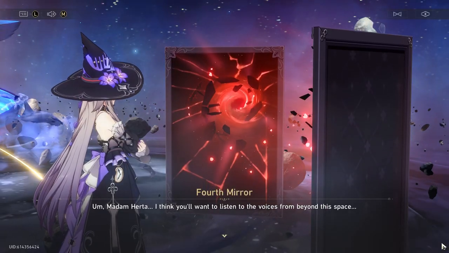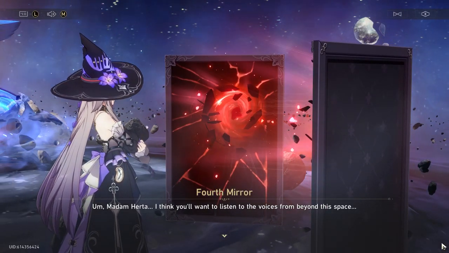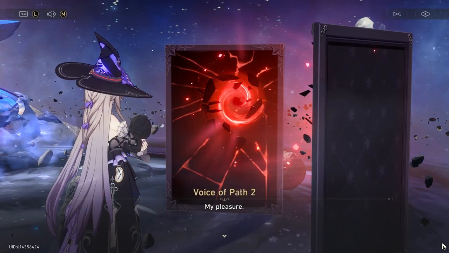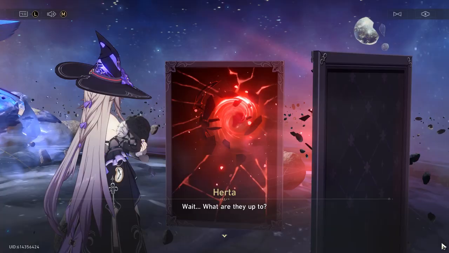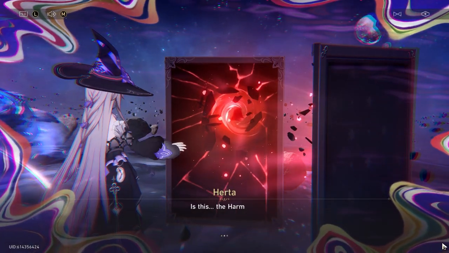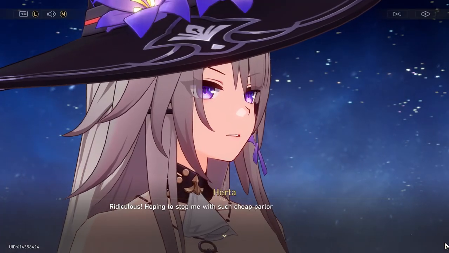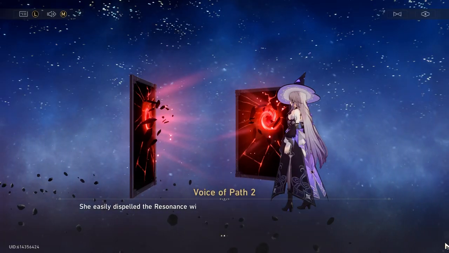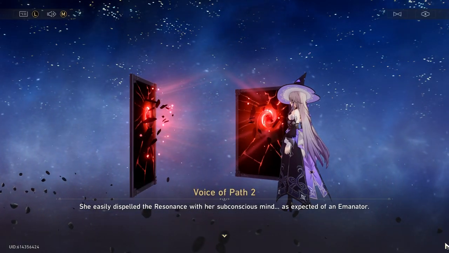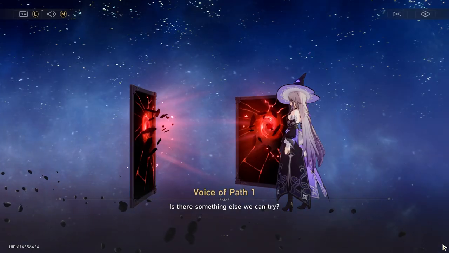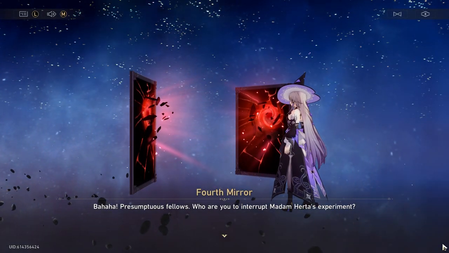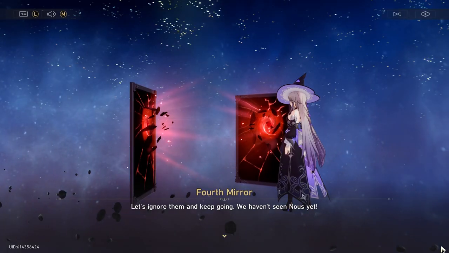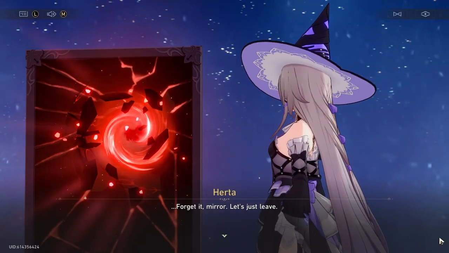Madam Herta? I think you'll want to listen to the voices from beyond this space. Wait, what are they up to? Is this the Harmony? Ridiculous. Hoping to stop me with such cheap Herta tricks? Not a chance. Presumptuous fellows. Who are you to interrupt Madam Herta's experiment? Let's ignore them and keep going. We haven't seen news yet. Forget it, Mirror. Let's just leave.